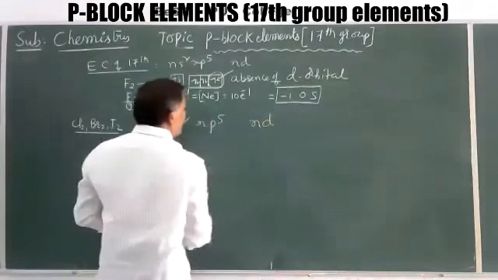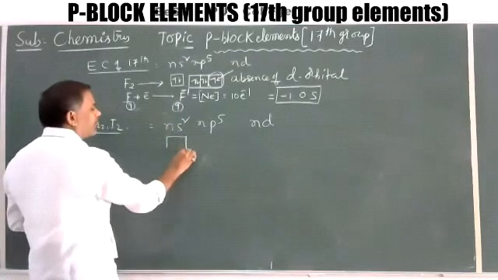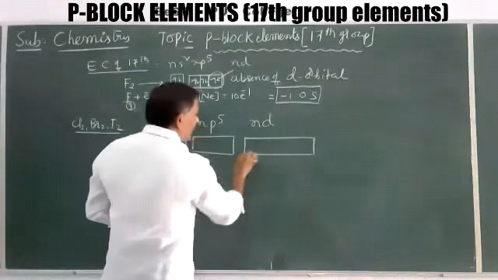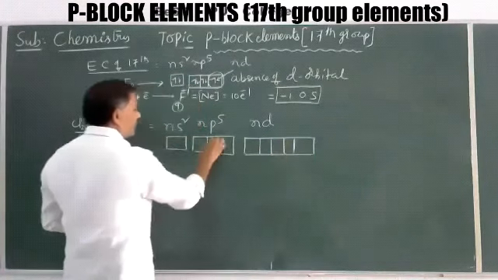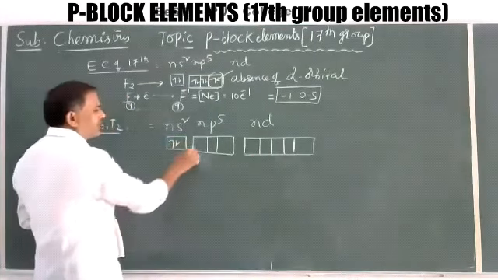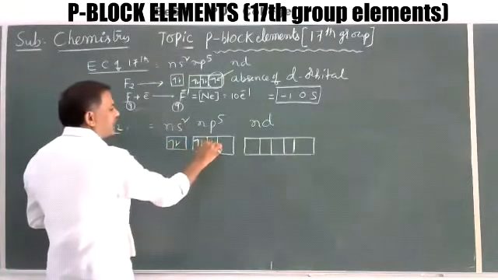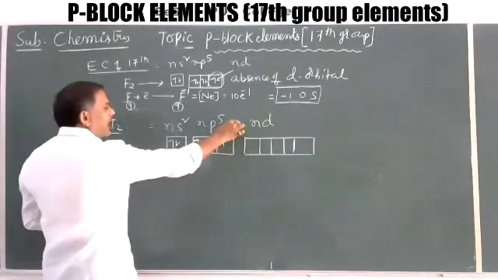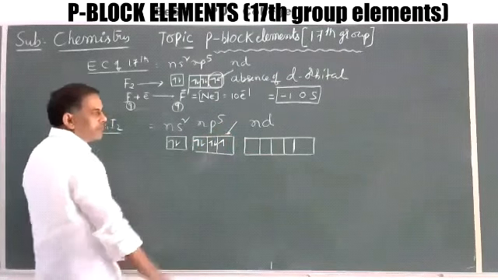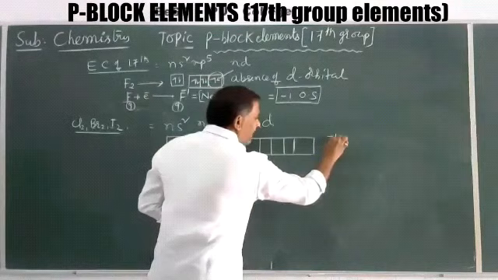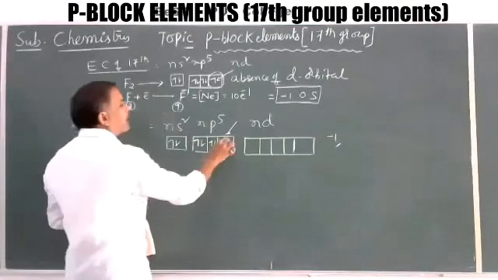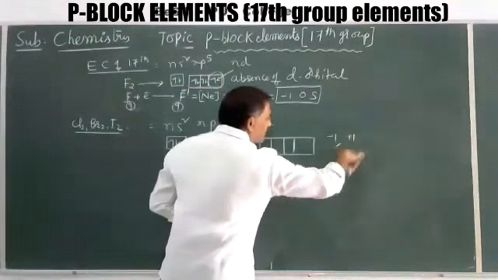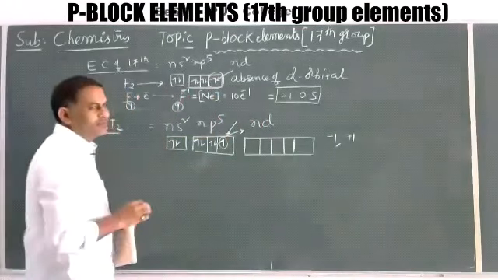Whereas in the case of chlorine, bromine and iodine, the general electronic configuration is ns2 np5 and nd. There is a vacant d orbital in the outermost shell. This is the general ground state electronic configuration. It contains 7 valence electrons, depending upon the combining capacity. If it is ready to accept 1 electron, it shows -1. Or if it is ready to donate 1 electron, it shows +1 oxidation state in the ground state.